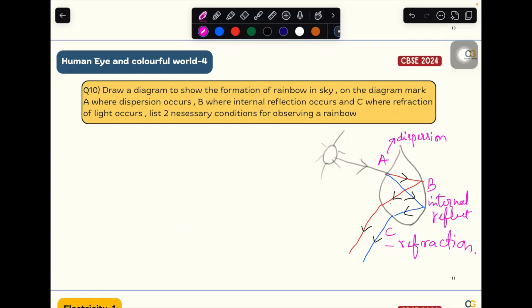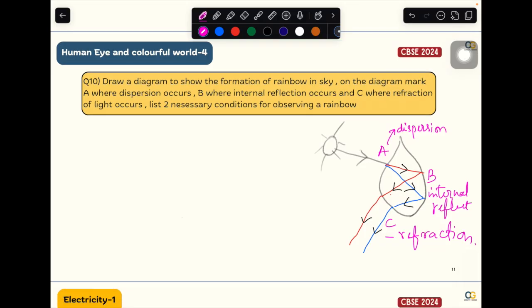If you see our video on human eye and colorful world, this diagram is drawn very clearly and explained in animation so that you know how the rainbow actually forms, and you can exactly replicate that diagram and get your full marks. And listing 2 necessary conditions for observing a rainbow, there should be a presence of sun in the opposite direction of rain that happens, right? That is one of the conditions of rainbow.